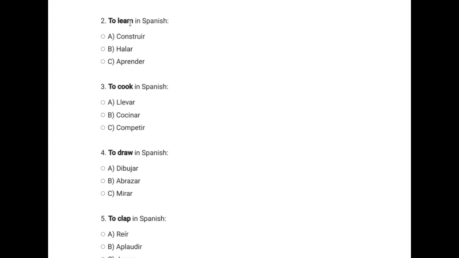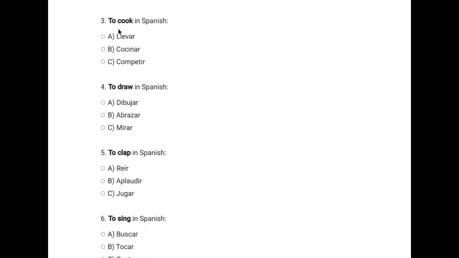Number 2 says to learn in Spanish. To learn in Spanish, we have the options construir, hablar, or aprender. The correct answer for to learn in Spanish would be aprender. To learn is aprender.